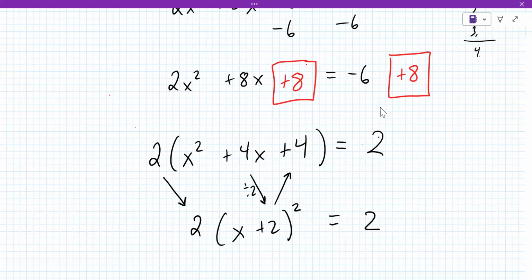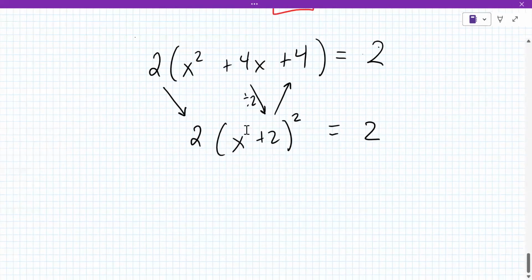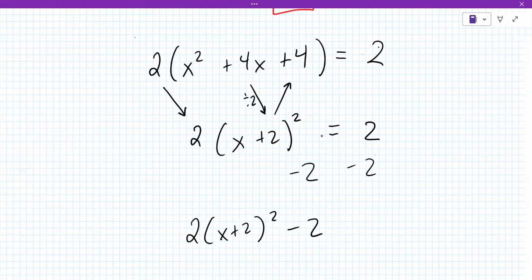The difference between this and the previous problem is that we're not solving. We're just completing the square to write it in vertex form. So instead of taking a square root or moving something around, this time you actually move the 2 back by subtracting 2 from both sides. And then you rewrite it as f of x equals. And that's the final version. That's the vertex form that they're looking for.